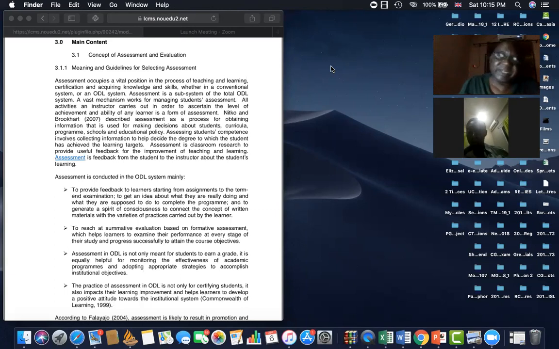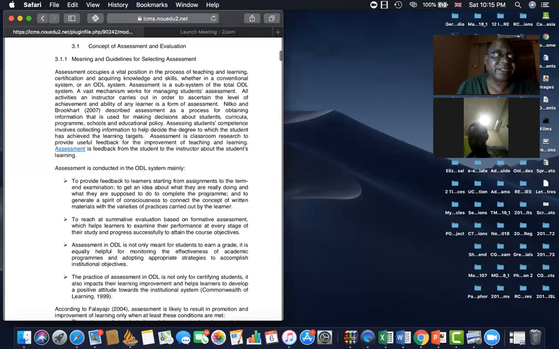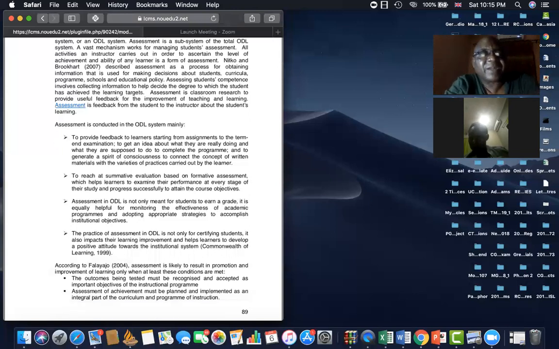Now, assessment in ODL is conducted for the following reasons. One, to provide feedback to learners. Starting from assignments to term-end exams, to get an idea about what they are really doing and what they're supposed to do to complete the program.